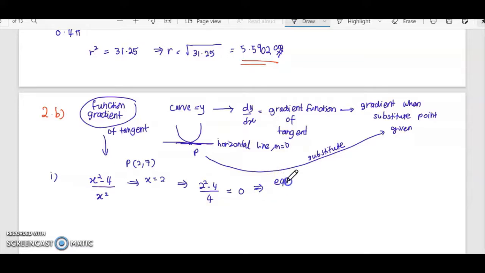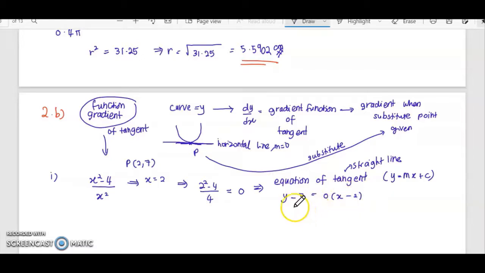Kita nak equation of the tangent. Okay. Equation of the tangent tu maksudnya equation of straight line. Tangent ni ialah straight line, satu bentuk straight line. Jadi nak y equal to mx plus c. So now kita ada point (2,7). So kita masukkan formula dia. y minus y1, 7, equal to m, is 0, and then x minus 2. Okay, so this one dapat 0. So equation tu y equal to 7. So that is equation of the tangent.